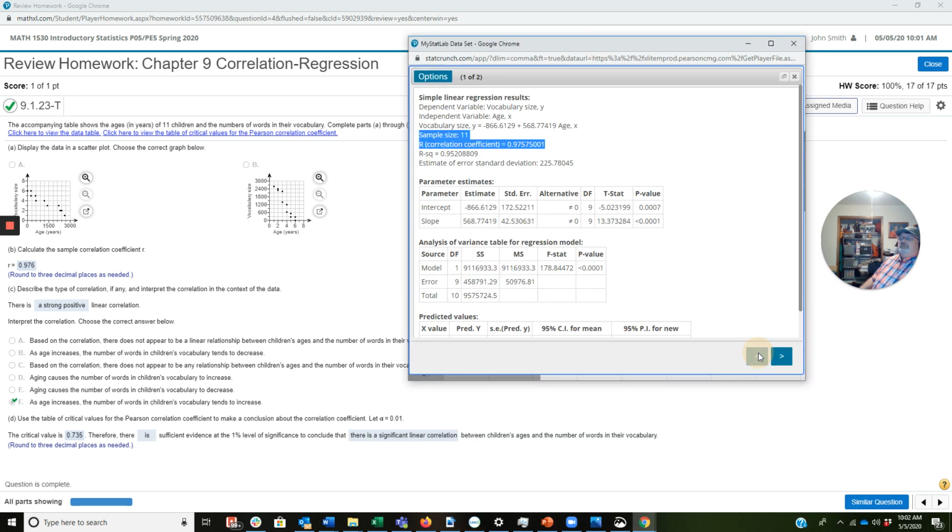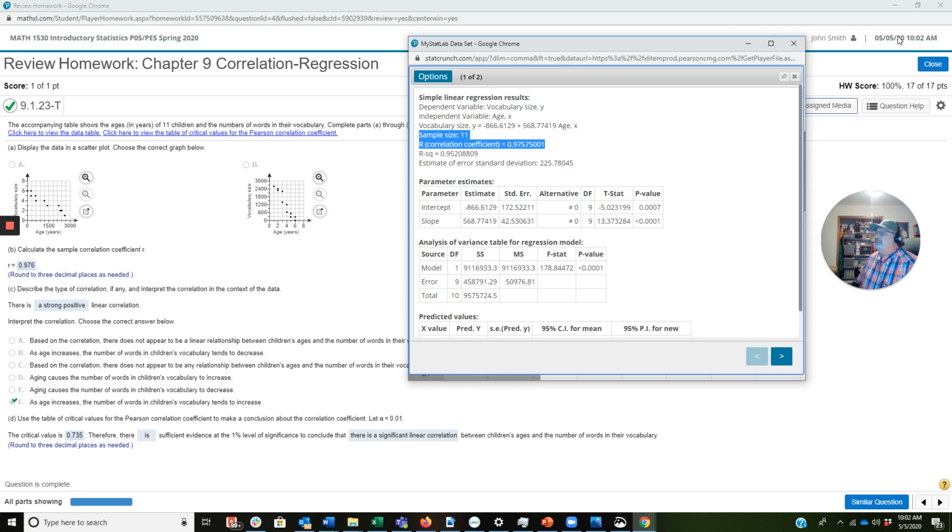Now I'm going to go back, and we know the R value is 0.976. We already can see that 0.976 is very close to 1. Right now, we can say that there is a strong positive linear correlation. We're getting ahead of ourselves a little bit, but we do have the p-value that shows effectively 0, which means a very low p-value. So we have a strong positive linear correlation that their vocabulary increases as a function of age. Not surprising. As the age increases, the number of words in children's vocabulary tends to increase.